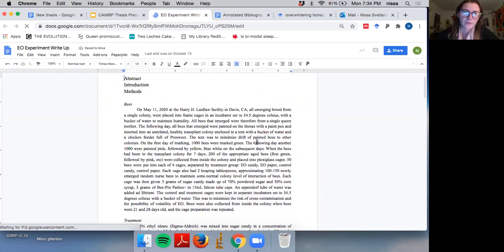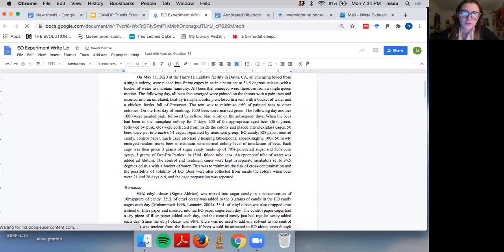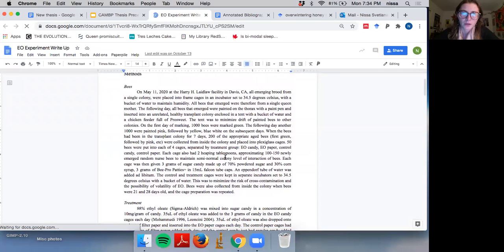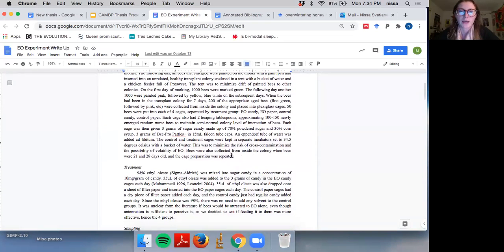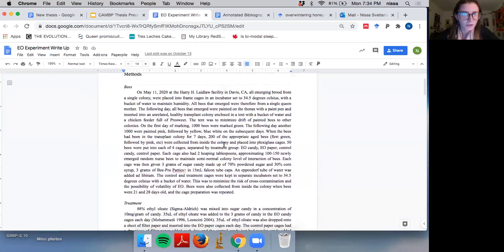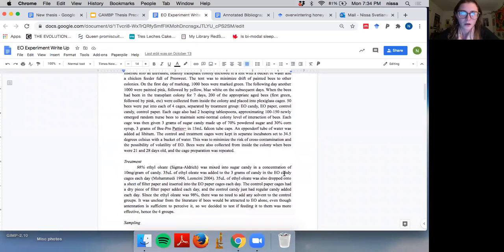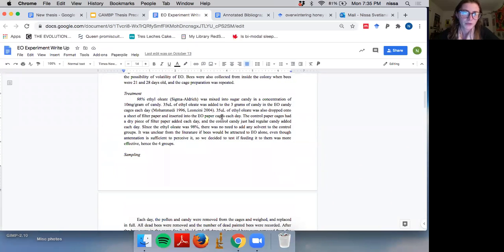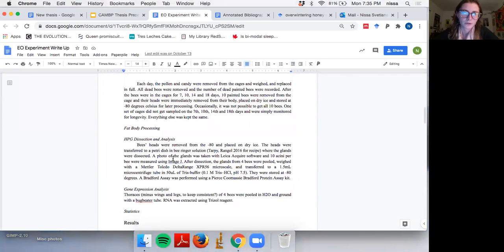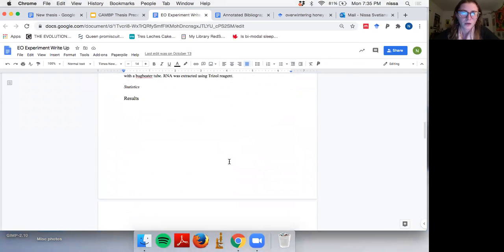So here I have my methods, and it's really pretty detailed. I talk about, like, 70% powdered sugar to 30% corn syrup to create my bee sugar. And it goes into quite a lot of detail, but it also is not that long. And then the treatment is here. These are all the different things. So I've written them as I'm going, and that's as far as I've gotten.